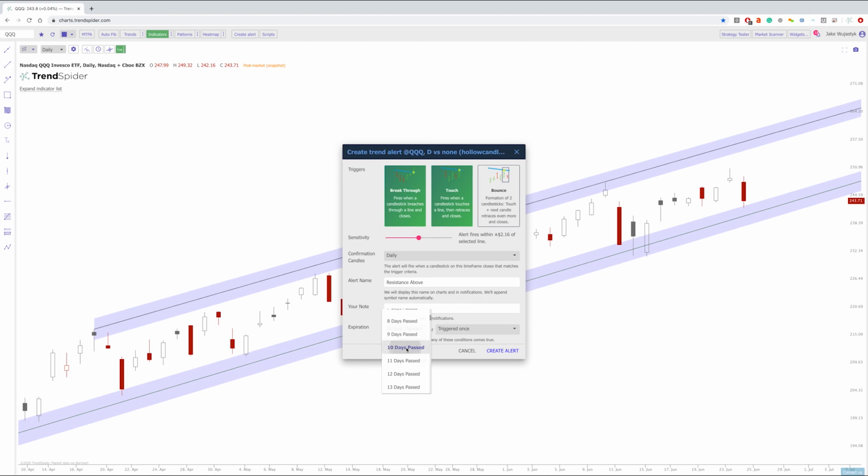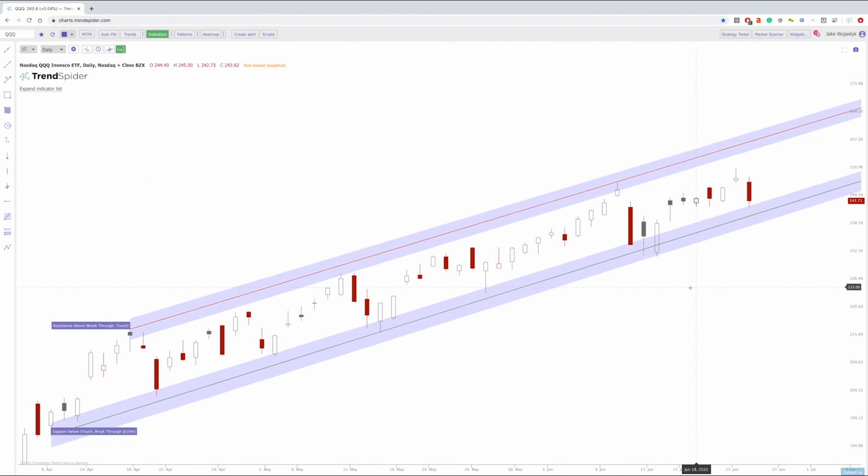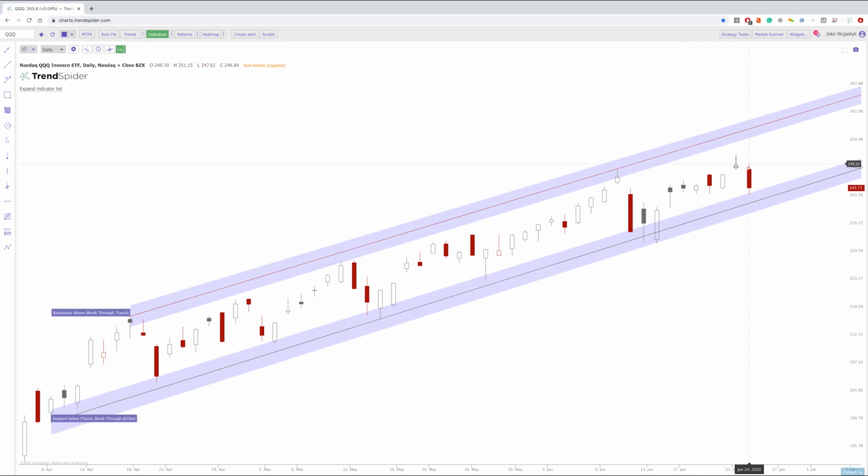So if the price action does not break through this area or this area within 10 days, the alert will expire, and we can reset that if we'd like to. My guess is price action staying within this area for 10 more days would be pretty fascinating. I don't see it happening, but who knows? It could. We could just literally continue right in this zone, and none of these alerts will go off. So we'll just have to see what happens.